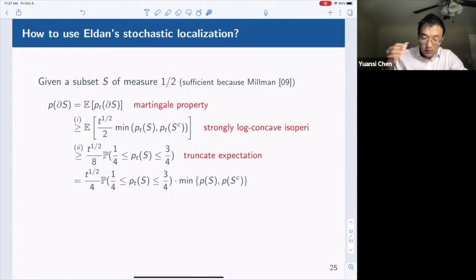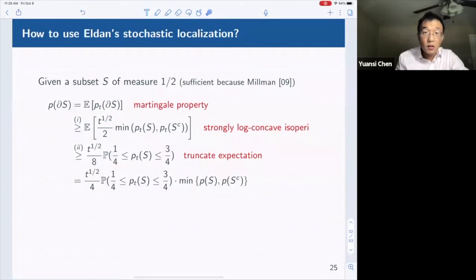And once you have that, you want to lower bound this boundary measure, and you don't bound it on the original density P, but on the transformed density. What does that mean? First step, you use the martingale property: P_t is a martingale, so the expectation of P_t equals P for any boundary measure.